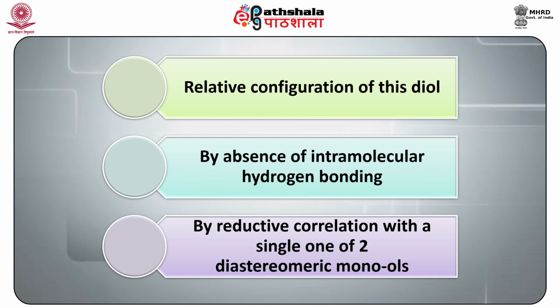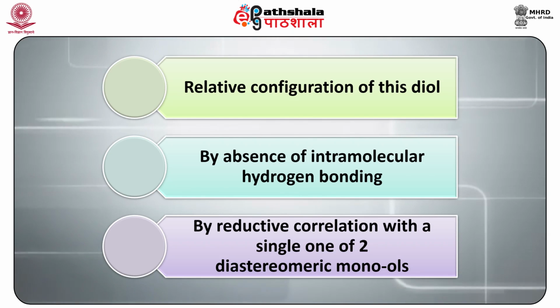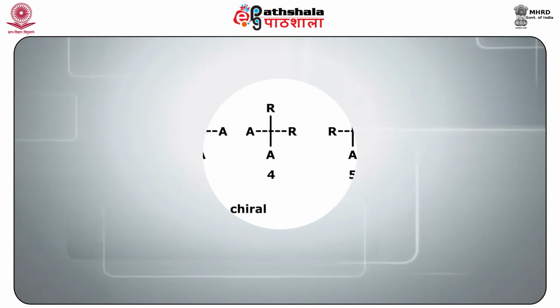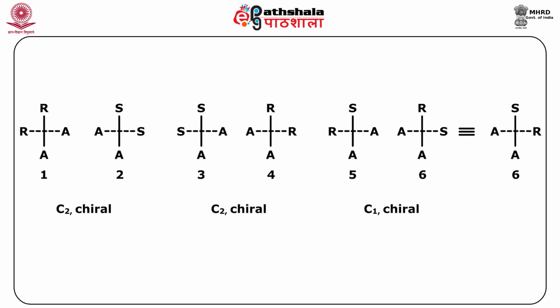The relative configuration of this diol had been established by the absence of intramolecular hydrogen bonding and also by reductive correlation with a single one of the 2 diastereomeric monools. The latter result demands C2 symmetry. That is, the structures which are shown as 5 or 6 cannot be true, so they are excluded. The former result, the absence of intramolecular hydrogen bonding, also excludes figures 1 and 2. Both of them are enantiomers.